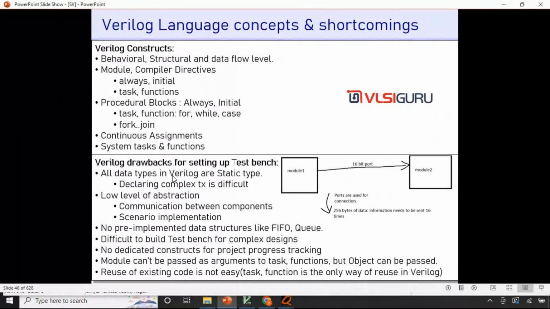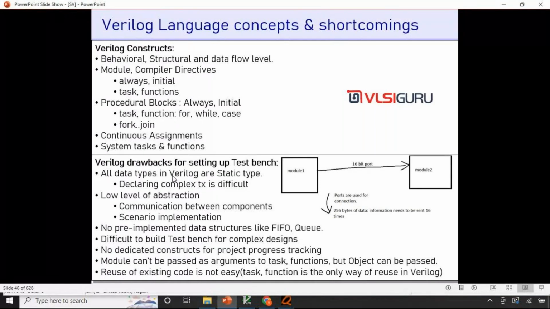We'll discuss that. Static means every time the same memory gets used. Automatic means every function call, new memory gets used. That we will discuss in a few sessions.